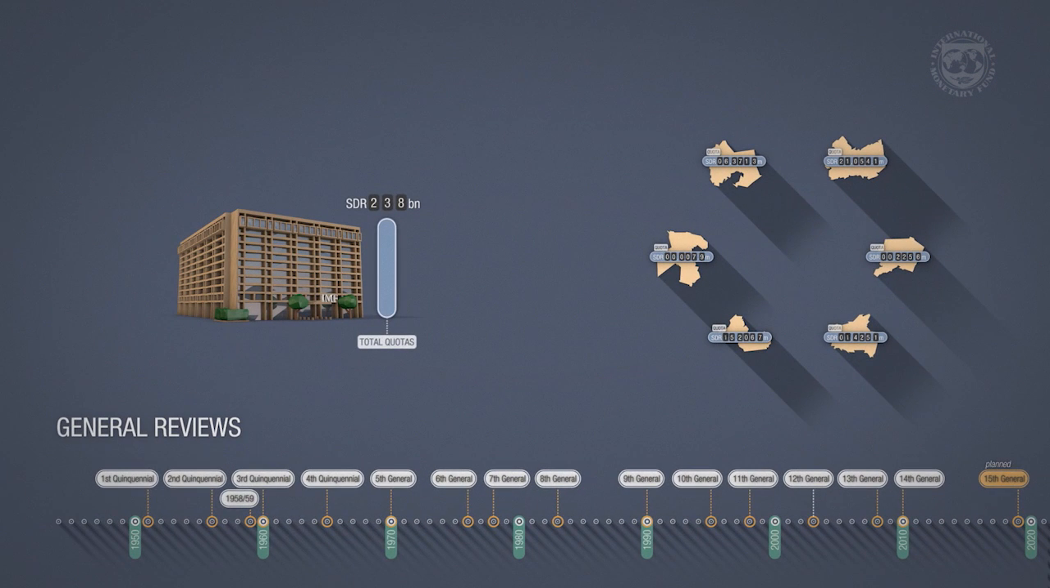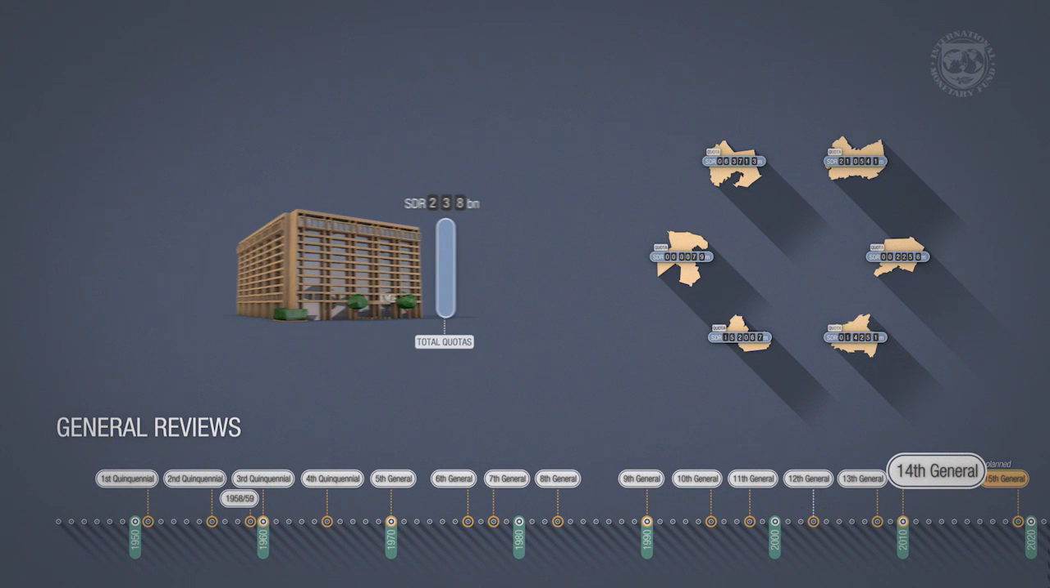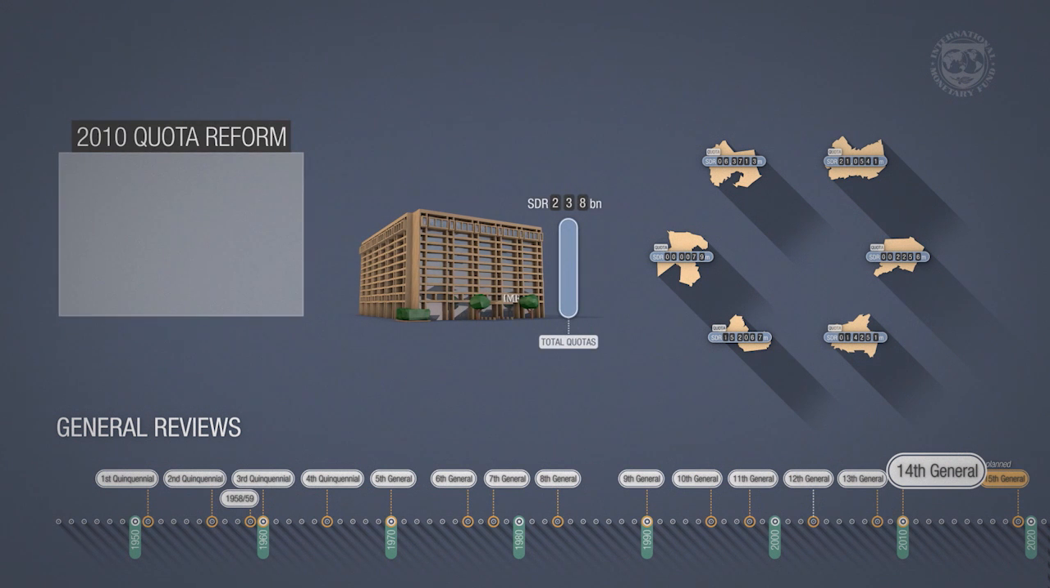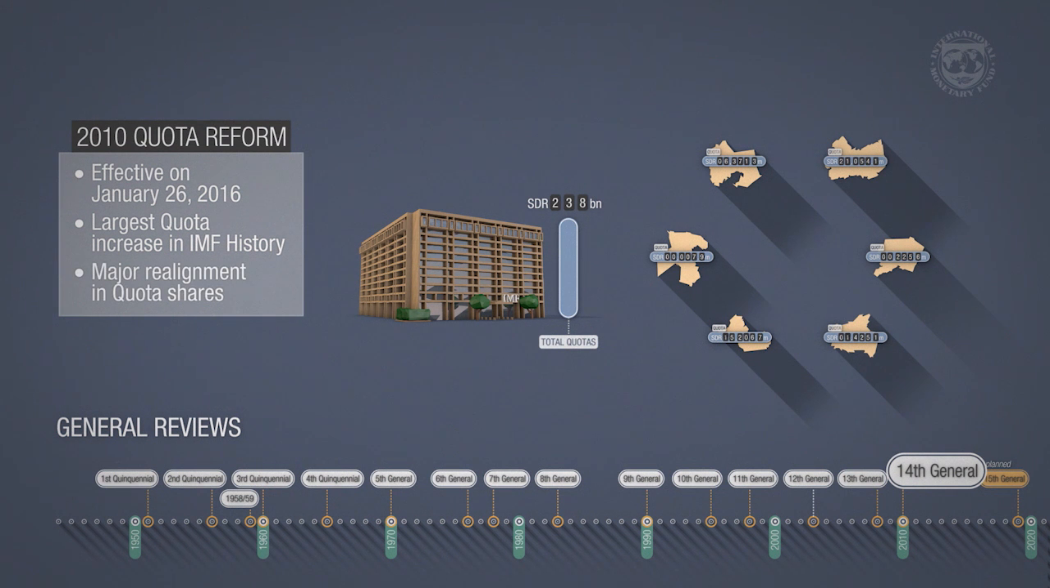The most impactful and far-reaching review thus far has been the 14th General Review of Quotas, which was completed by the Board of Governors on December 15, 2010. The 2010 reform package, which became effective on January 26, 2016, delivered the largest quota increase in history and led to a major realignment in quota shares.